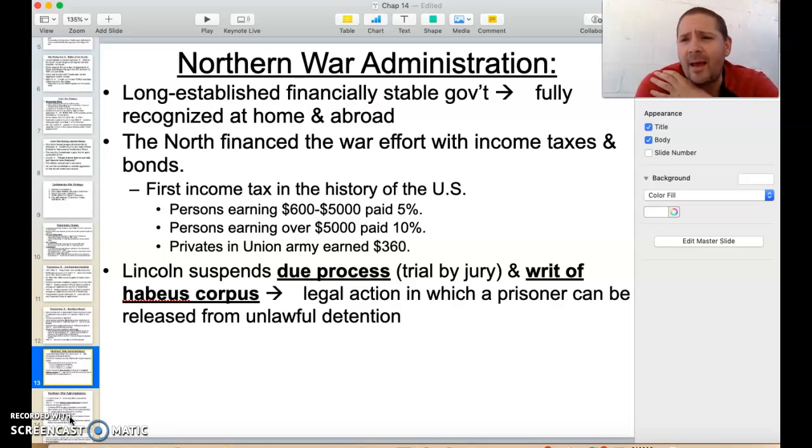Because of that, he passes the first income tax, right? I mean, he does so many things that are huge economic concerns to the country, big pieces to the economy that others would be scoffed at, right? But in the time of war, it gives him the ability to do this.